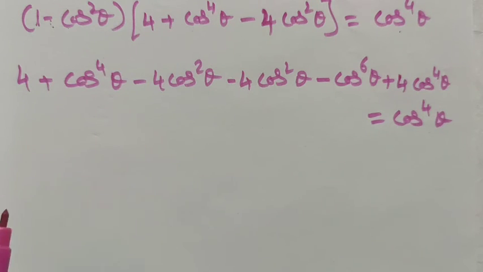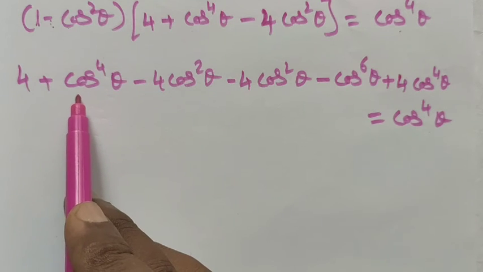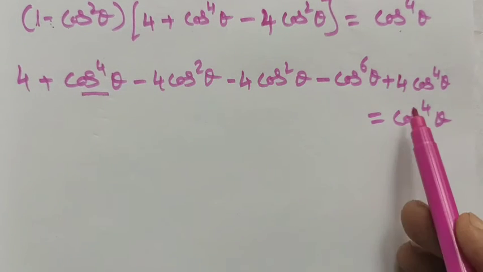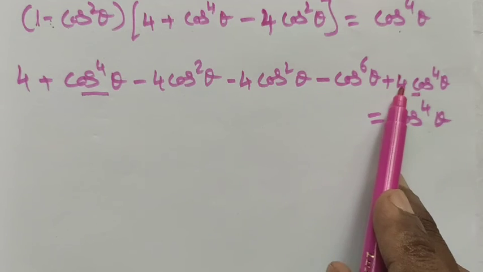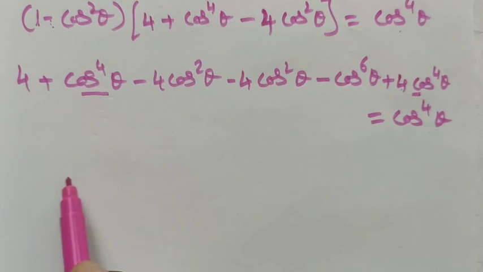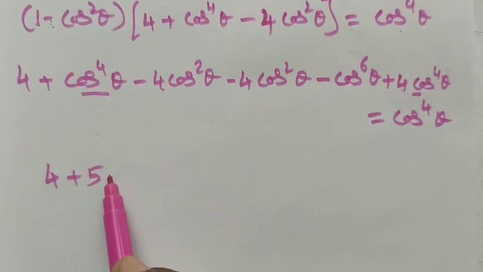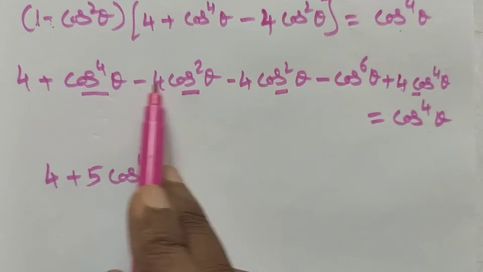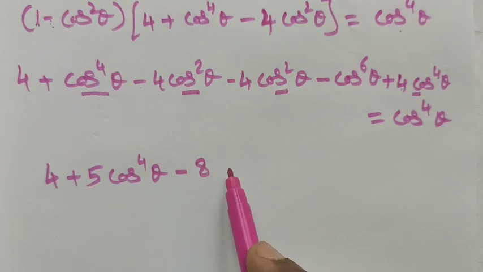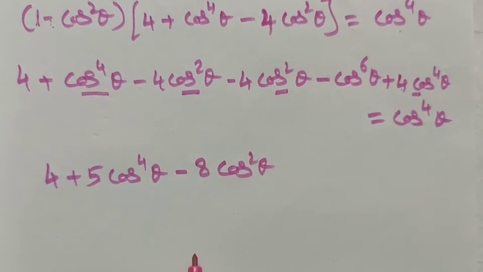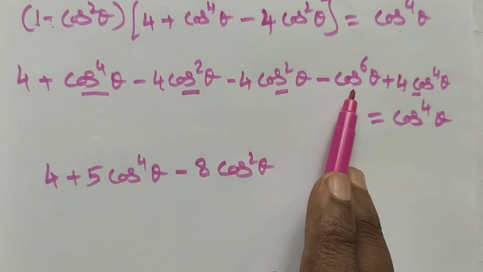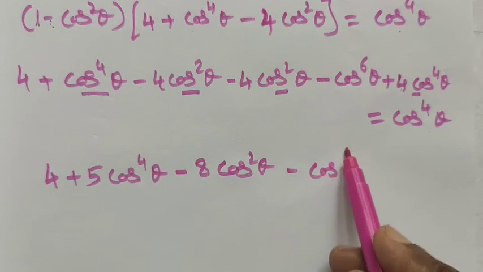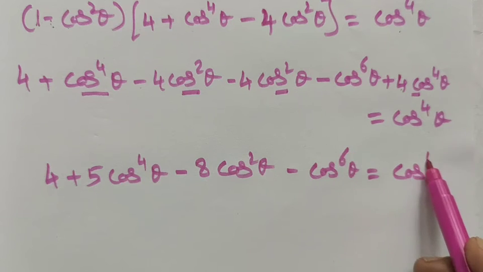Now add the like terms. Here we have cos power 4 theta, here also we have cos power 4 theta, so 1 plus 4 is 5. Here already we have 4, so 4 plus 5 cos power 4 theta. Here we have cos square, here also we have cos square, both having negative symbol, so minus 8 cos square theta. The remaining term is minus cos power 6 theta, which is equal to cos power 4 theta.